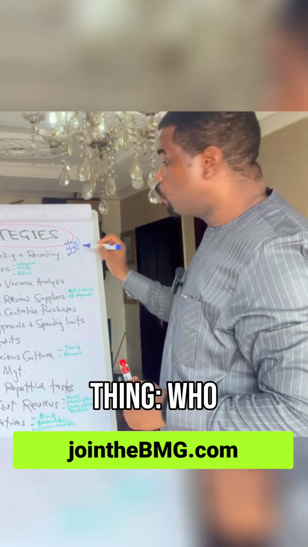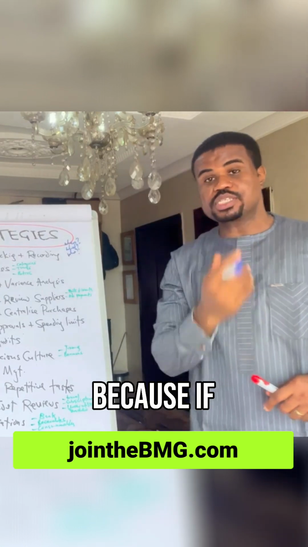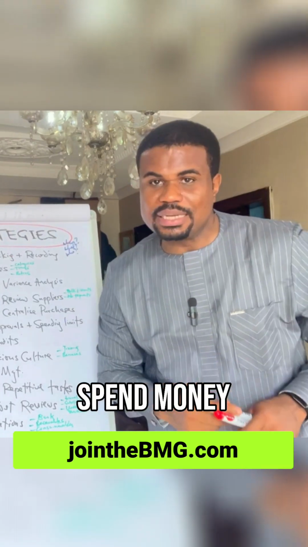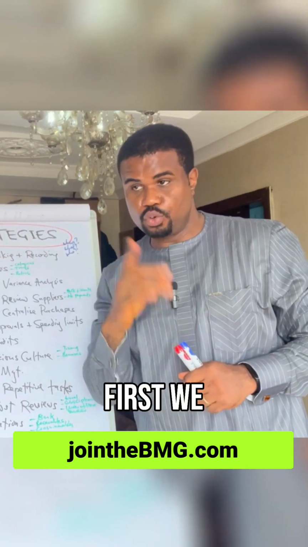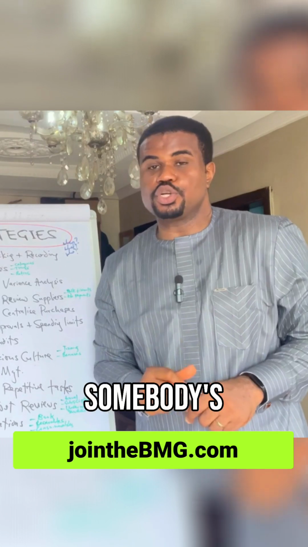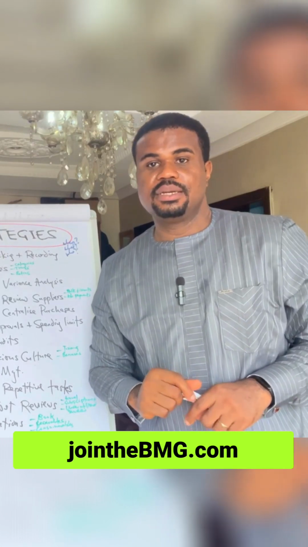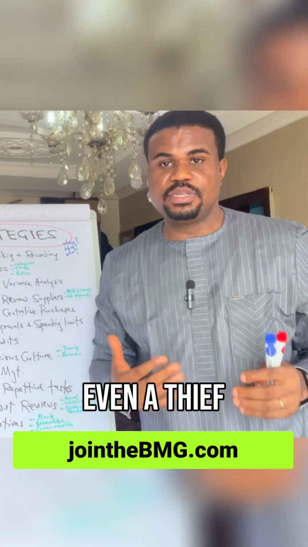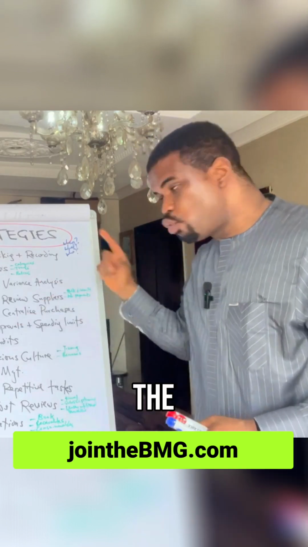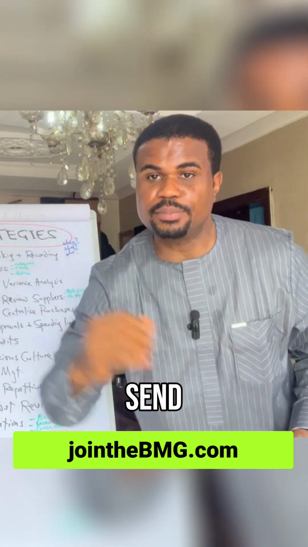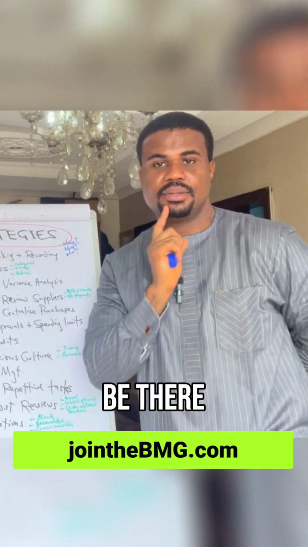The third thing, who did you pay this money to? Because if you're going to spend money, that money is going to somewhere. That's the first reason. The second reason is that if somebody is going to commit fraud or theft, even a thief needs to receive the money. So that's why the who question is important. Who did you send the money to? That record needs to be there.